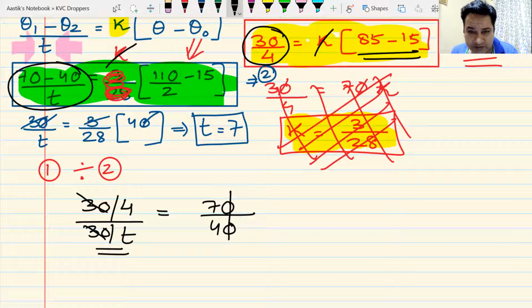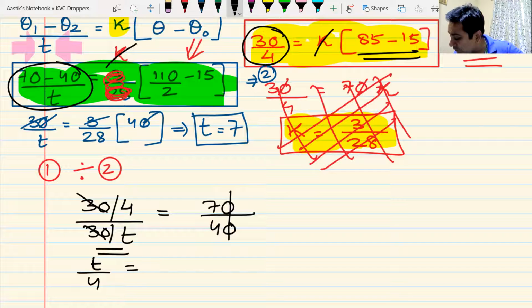A simple bit of calculation and I will get my answer as 7 minutes. I hope you understand this. Yes or no? On the left hand side, I have 1 by 4 divided by 1 by t. So t comes in the numerator, it becomes t by 4. On the right hand side, I have 7 by 4. So the answer becomes 7 minutes.